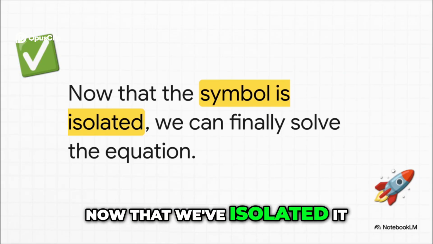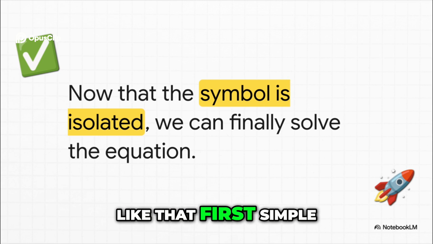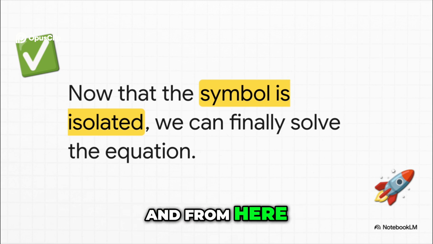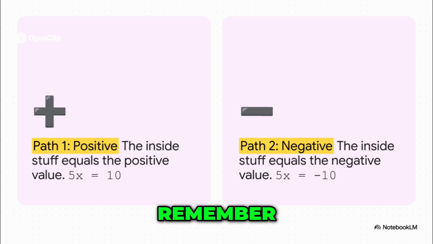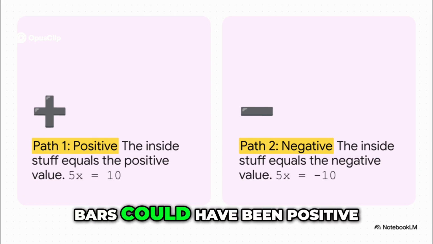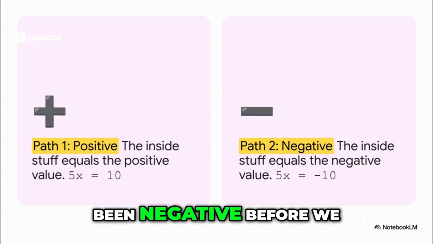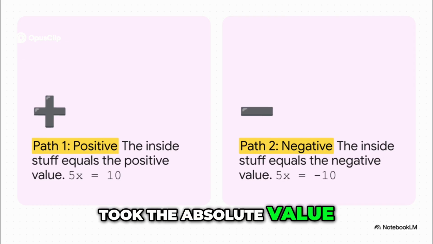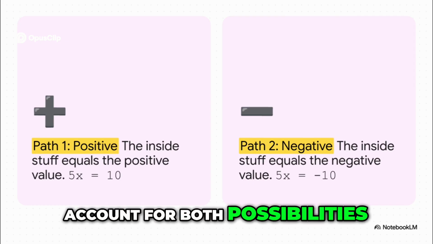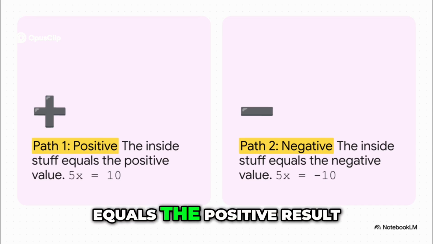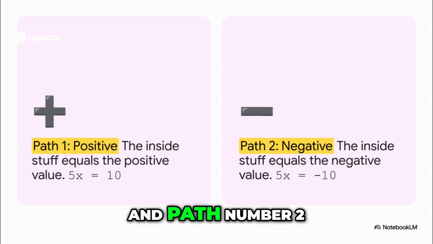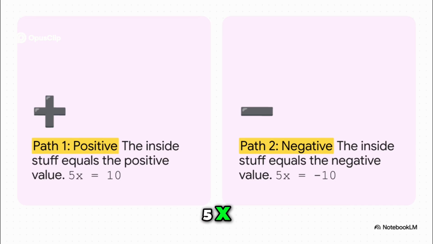Now that we've isolated it, this thing looks just like that first simple problem we did. And from here, we know the drill. This is where we split the problem in 2. Remember, the stuff inside the bars could have been positive or it could have been negative before we took the absolute value. So we have to account for both possibilities. Path number 1, the inside stuff 5x equals the positive result, 10. And path number 2, the inside stuff 5x equals the negative result, -10.